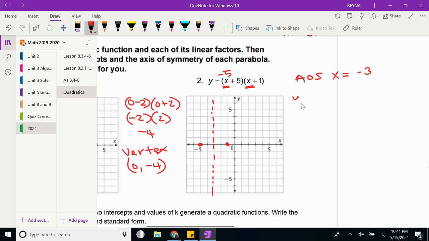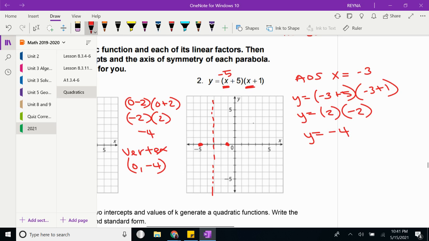So if we plug this into our equation, five plus negative 3 is positive 2. Negative 3 plus 1 is negative 2. So we get negative 4. Okay, so my vertex is at negative 3, negative 4. Bam. See, not too bad, not too bad.